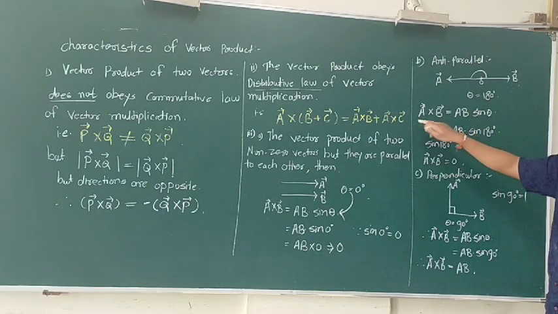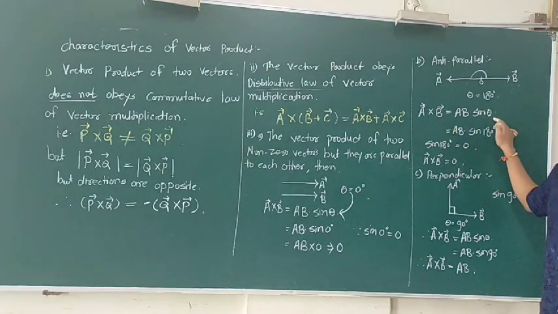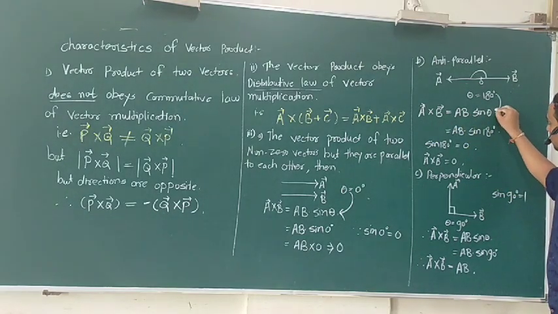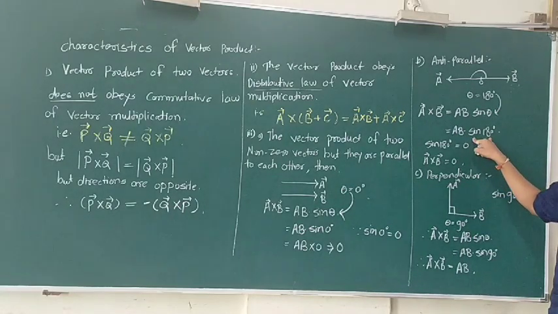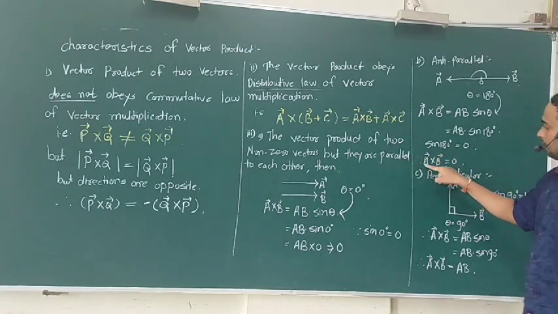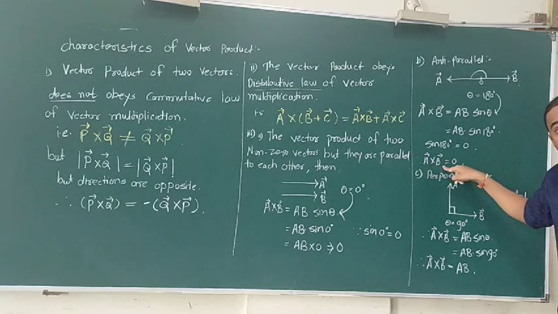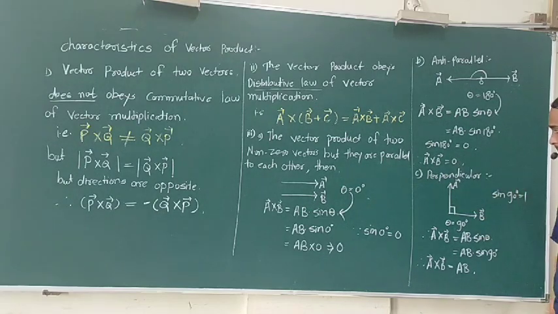Okay. Now, according to the definition of vector product, A bar cross B bar is equal to AB sin theta. Substituting the value of theta in here, we get AB into sin 180 degrees. The value of sin 180 is 0. Therefore, the vector product of two anti-parallel vectors is equal to 0.